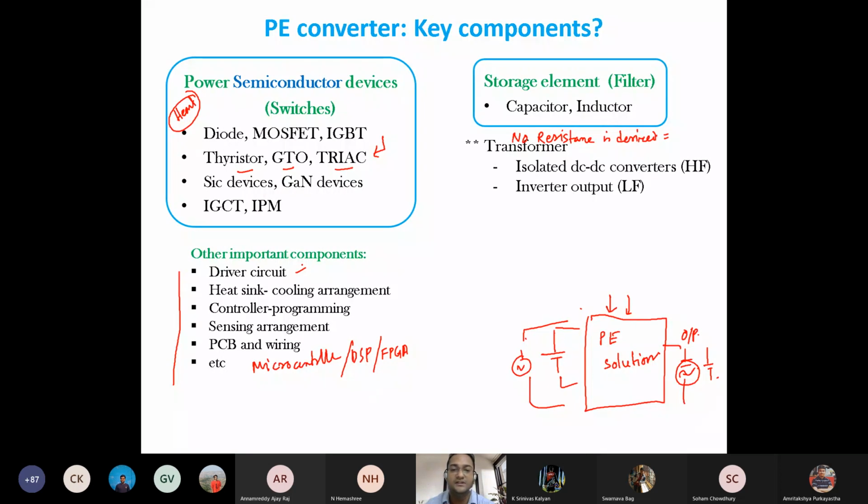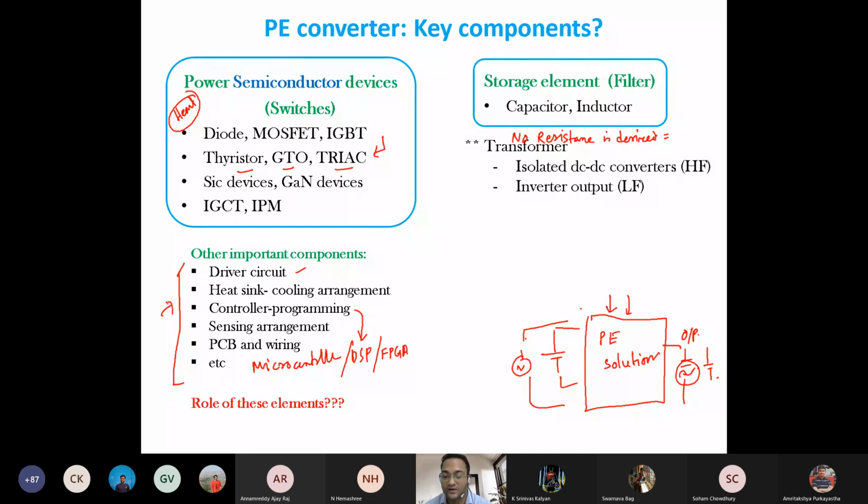Those we will learn slowly. Sometimes you need to sense the output voltage, because otherwise, how do you know whether output voltage is less than required or higher than required? You need a sensing arrangement. This we'll discuss slowly. Don't spend too much time on understanding each and everything now, because the entire course will be based on this different content here.